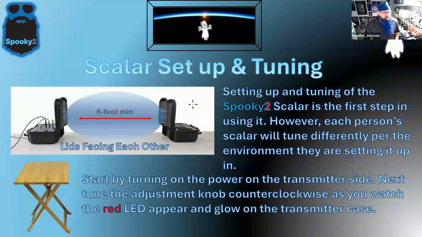So let's talk about setting them up and actually tuning them specifically. Generally, when you're setting up the Scalar cases, they need to be aligned with the case lids facing each other with a minimum distance of at least 6 feet apart. The primary reason behind the 6 feet is that you have a lot of EMF, roughly a foot or so coming off of the lid of the case before the waves cancel on each lid. So if you've got roughly a foot, let's just say 2 feet coming off of each lid, and the width of your shoulders is roughly 2 feet, then the minimum distance for Scalar should be 6 feet.